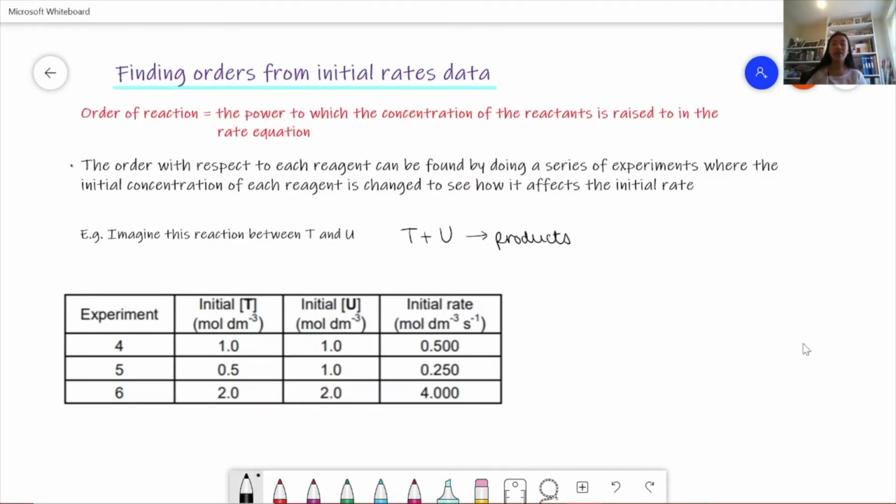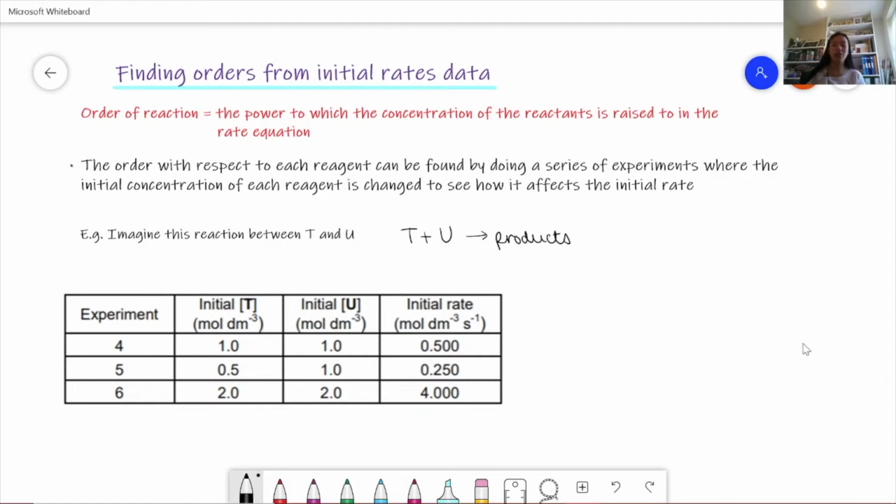We can actually find the order with respect to different reactants from initial rates data. And so as a recap, the definition of order of reaction is the power to which the concentration of the reactants is raised to in the rate equation. So the order with respect to each reagent can be found by doing a series of experiments where the initial concentration of each reagent is changed to see how it affects the initial rate.